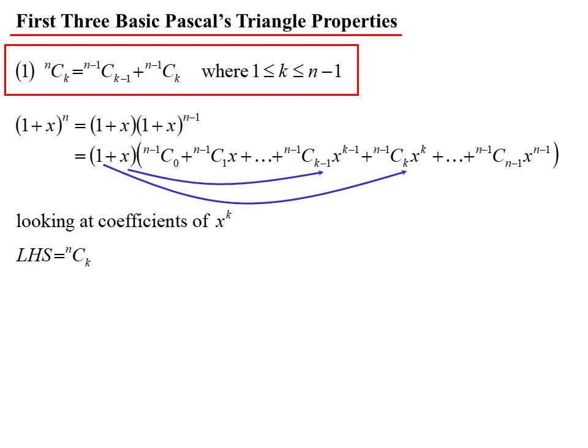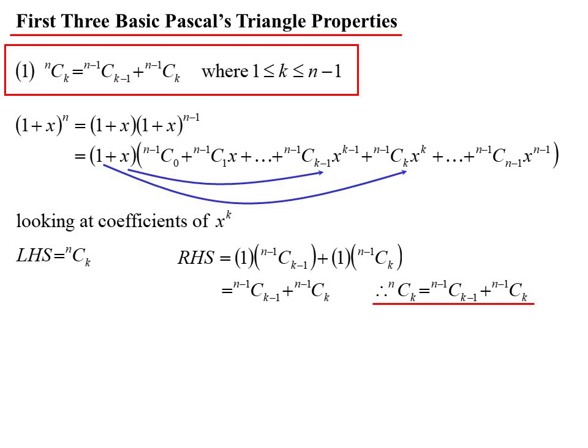Well, 1 would be times the term with the x to the power of k, and x would be times the one with the power of x^(k-1). So its coefficient would be 1 times n-1 C k-1 plus 1 times n-1 Ck, which is the right hand side of our identity there. Well, they've got to be the same because I've got to get the same answer. These two things are equal, so therefore we prove that first property. So that's the first property.